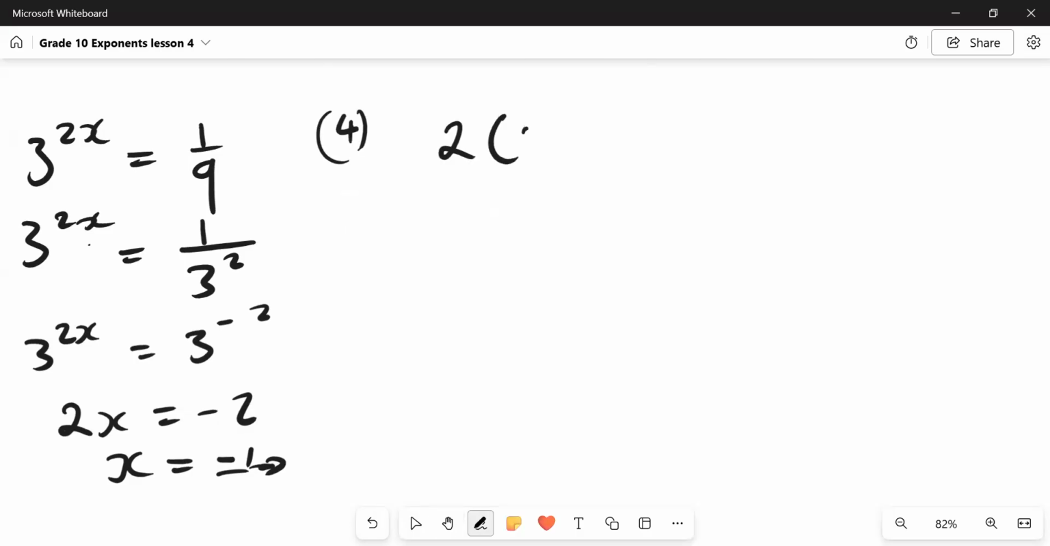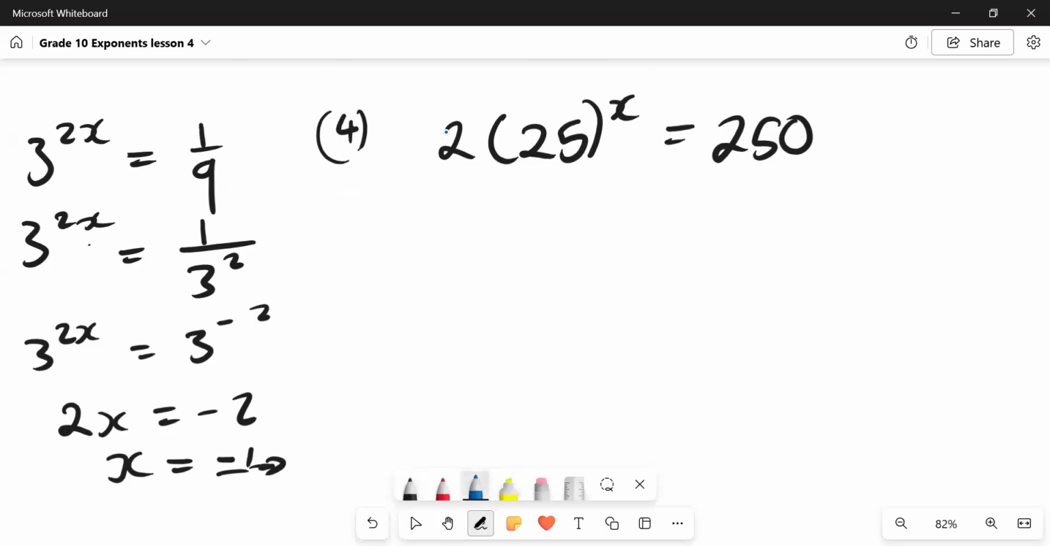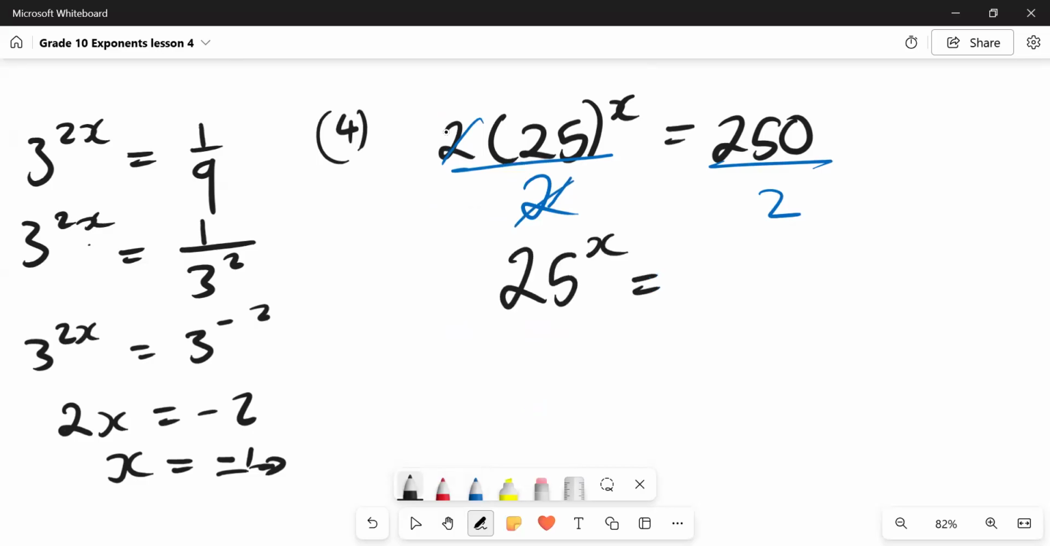We are solving for x again, but now we're given this kind of an example. The first step here, I see that there's something that we don't need, which is this number in front. Since we don't need it, let's just divide both sides by it. Now we're left with 25 to the power of x equals 125 when we divide these two, right?